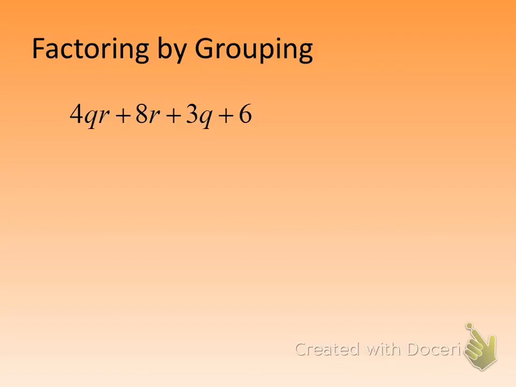Number 1. 4QR plus 8R plus 3Q plus 6. Your first step is to group them together. Group these 2. Group those 2. Notice where I put my parentheses. Okay, see that? Right there.